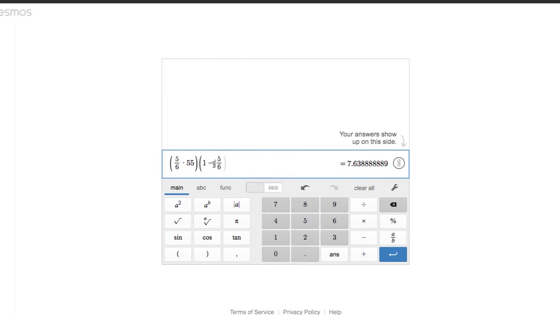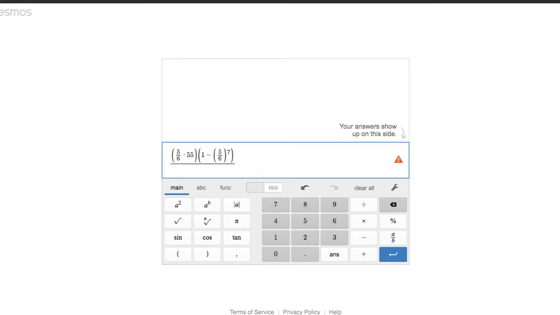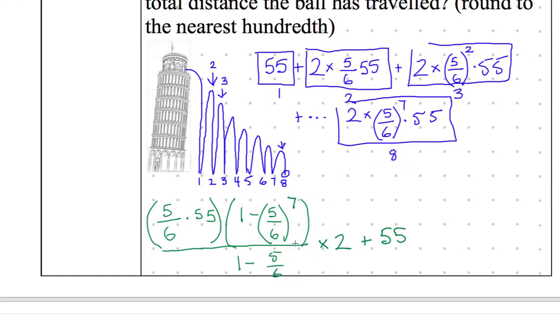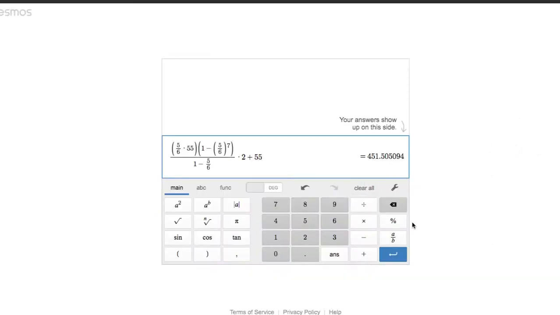That thing to the power of 7, divided by 1 minus 5/6. There it is. There is our answer. That is how far the ball has traveled. I forgot to multiply by 2 plus 55. Oh, divided by 2 plus 55. Thank you. I should have double checked that also. Looks good. All right. That is how far the ball has traveled.